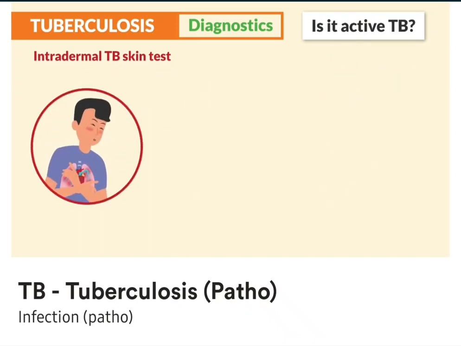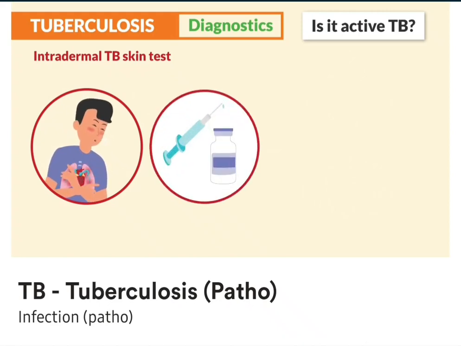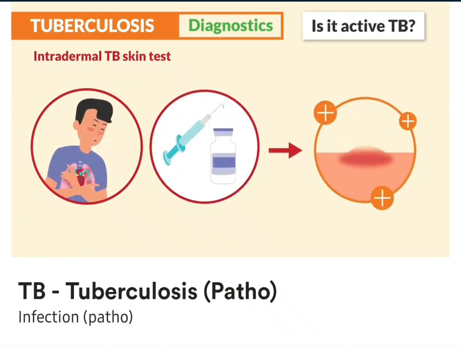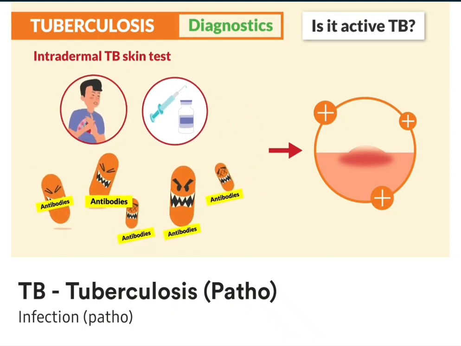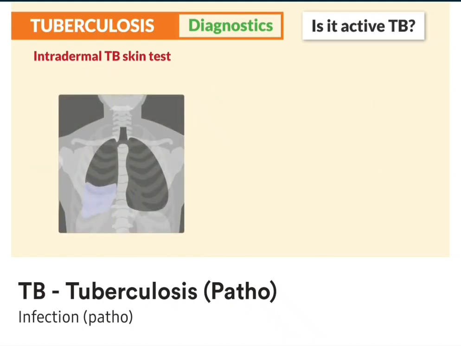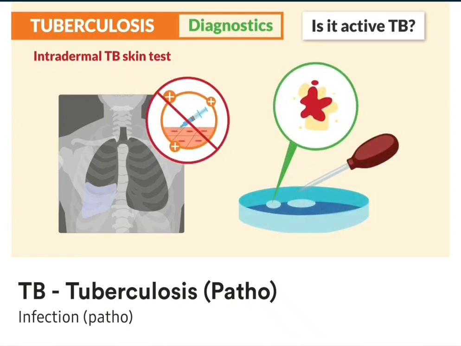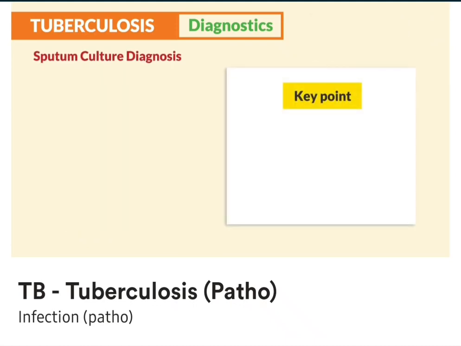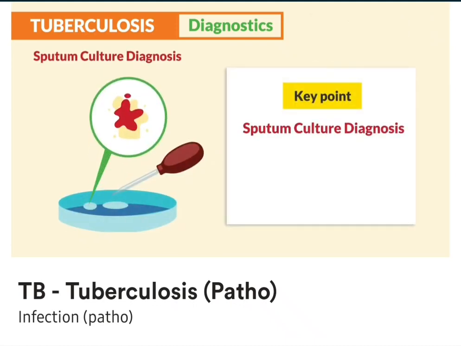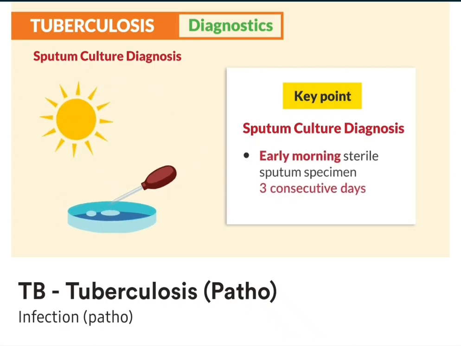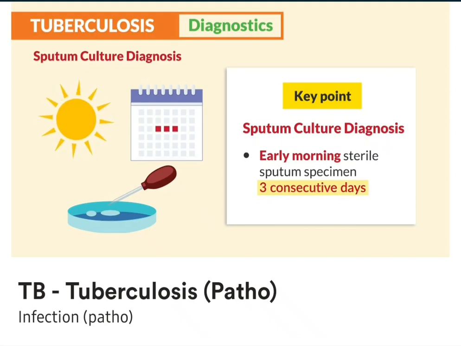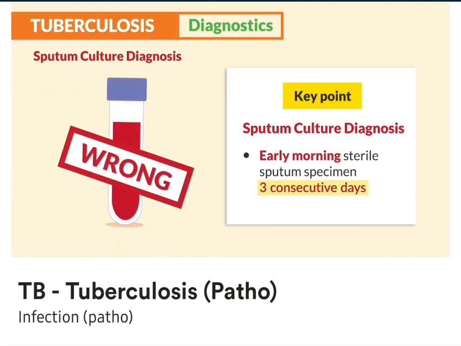And latent TB infections, or those who have had the vaccine, will always show a positive infection, or basically a positive TST, that red raised bump, since they've developed antibodies to that TB. Therefore, a chest x-ray is always done to rule out active TB, as well as sputum culture tests. So the key point to write down here is for a sputum culture diagnosis. Key terms: early morning sterile sputum specimen, 3 consecutive days. Not a blood test here. Many students get this wrong.